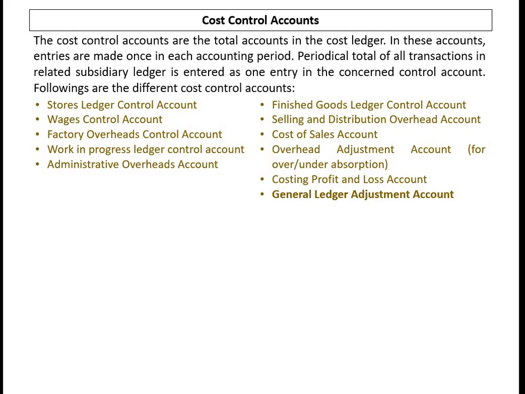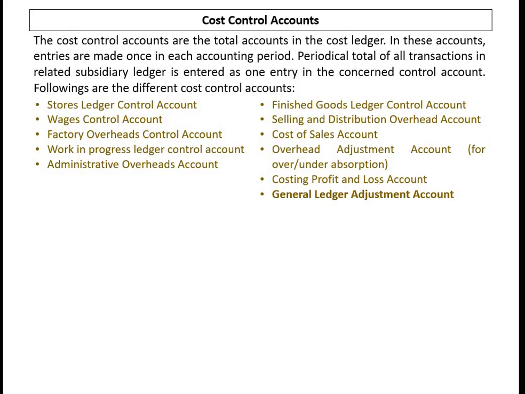Either you bought it on cash or credit basis, and on the second side the issuance, the material issued to the factory. If it is direct material, then it will be issued to the work in progress. If it is indirect material, then it will be issued to the factory overheads control account. Wages control account accounts only direct wages. Indirect wages are not recorded under wages control account.